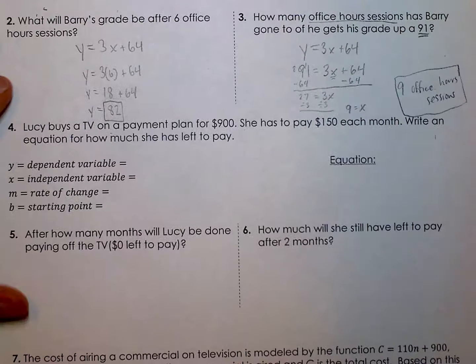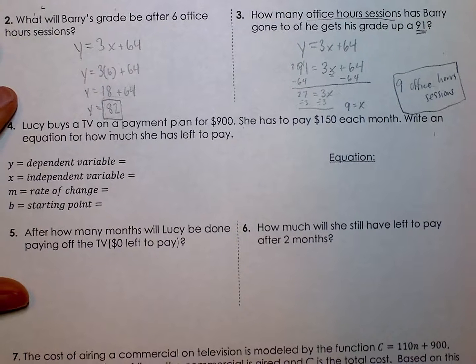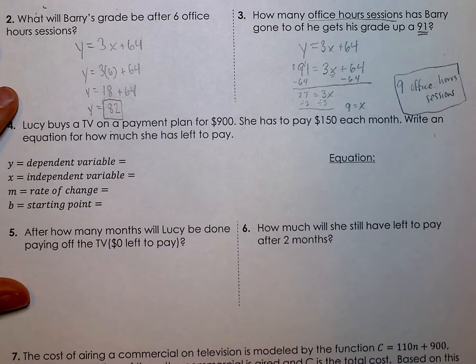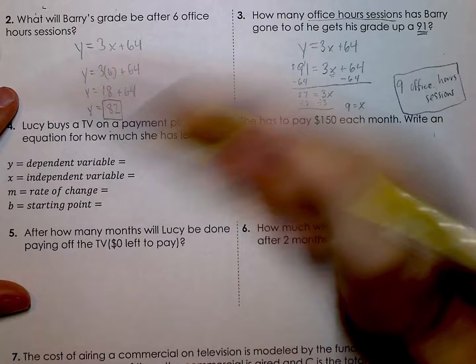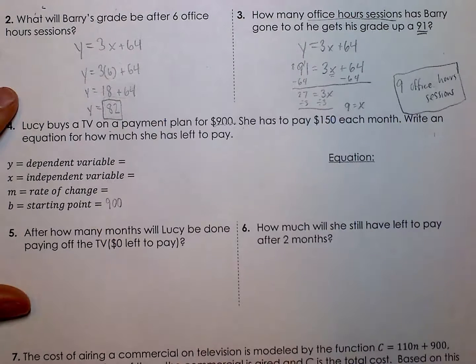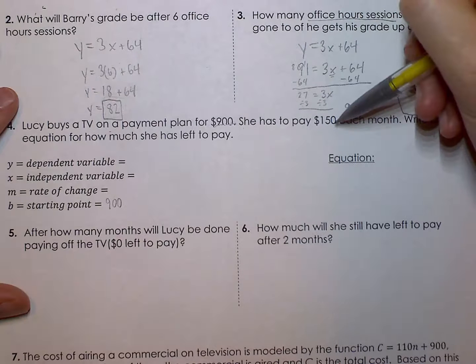Lucy buys a TV on a payment plan for $900. She has to pay $150 each month. Write an equation for how much she has left to pay. Okay, so starting point, she has to pay $900. Now, rate of change, she has to pay $150 each month.